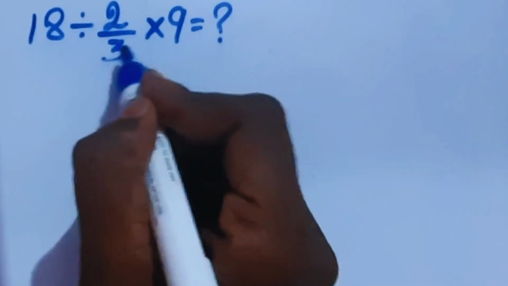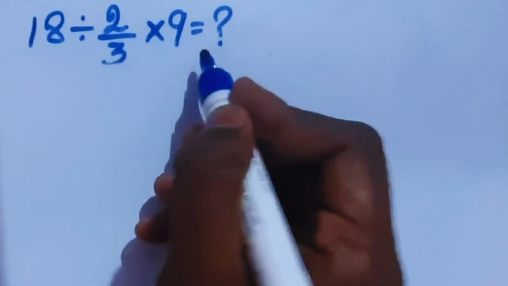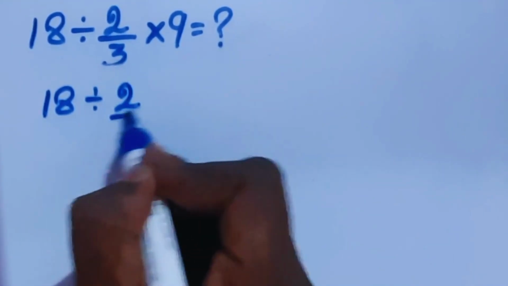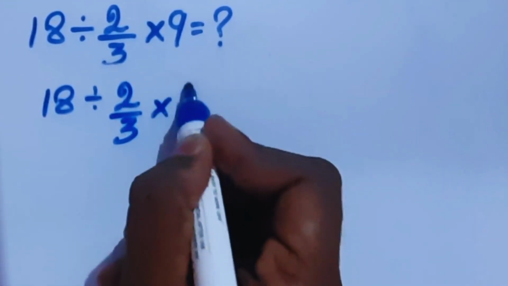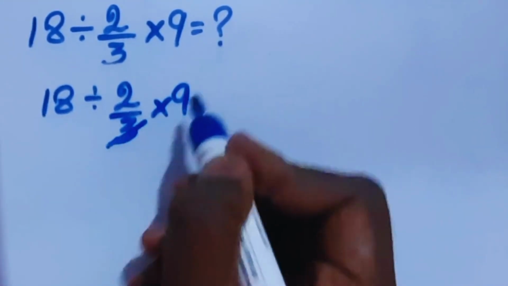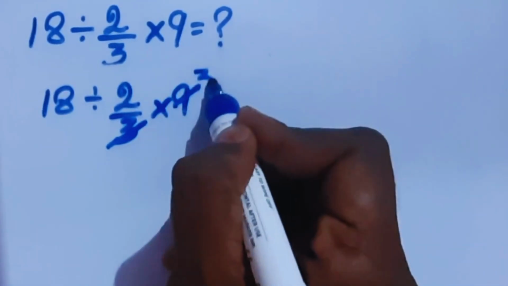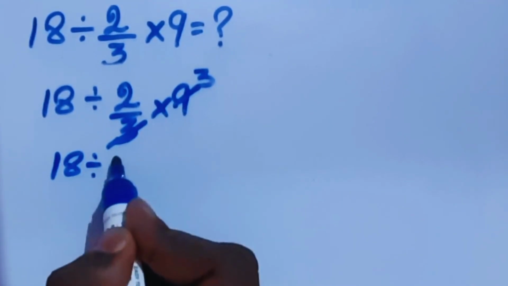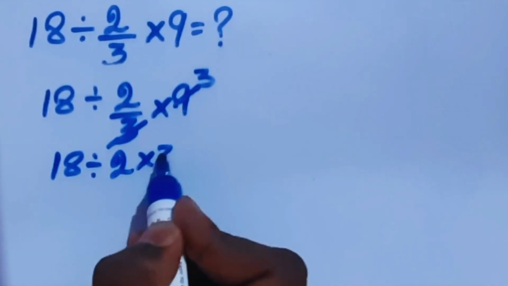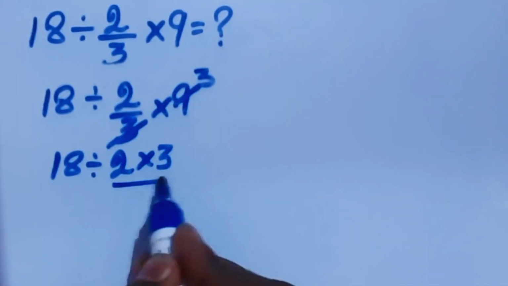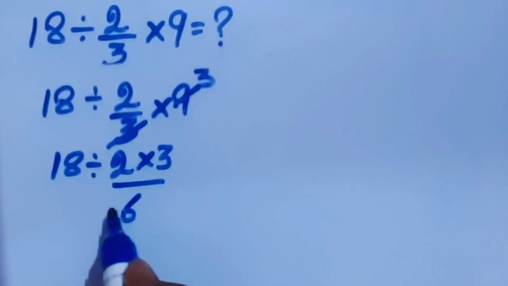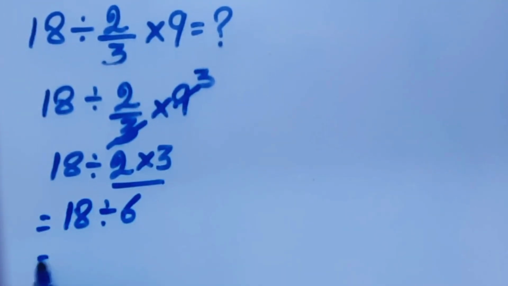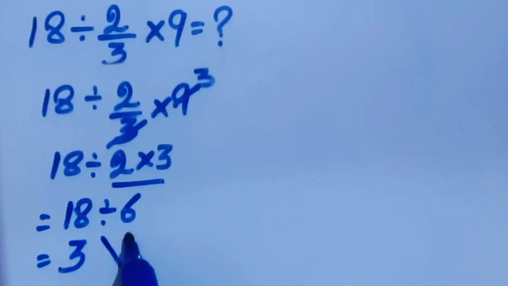Hello guys, most of them get answer 3 for this problem. It is wrong. Let's see. 18 divided by 2 by 3 times 9. Now simplify this, we'll get here 3. Now 18 divided by 2 times 3. Now this is 6 divided by this 18. Here it is 3. This is the wrong answer.